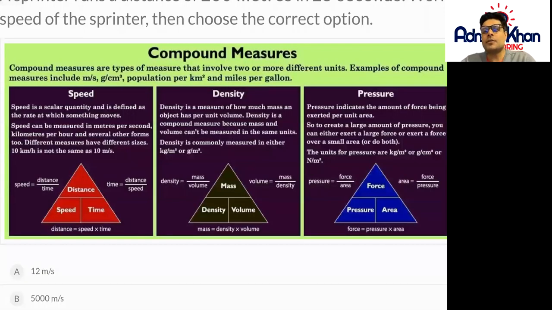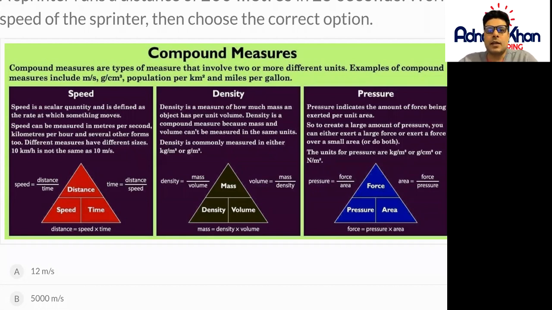Now, compound measures are types of measures that involve two or more different units. For example, compound measures include meters per second, grams per centimeter cubed, kilometers squared, and miles per gallon. So you've got two or more different units involved in one question. We've got three different formulas to work out the following questions.